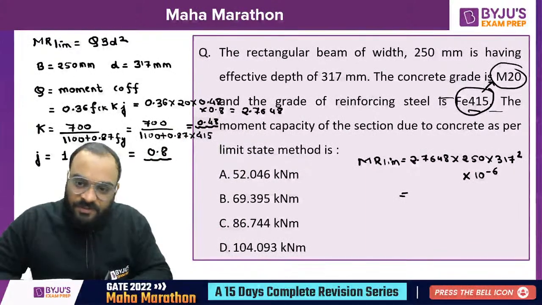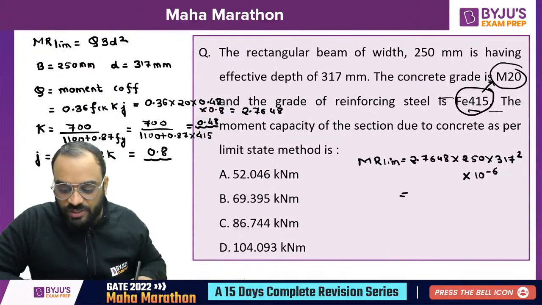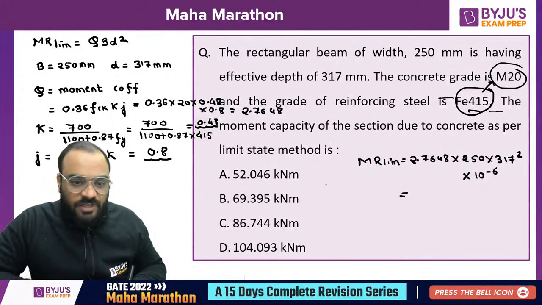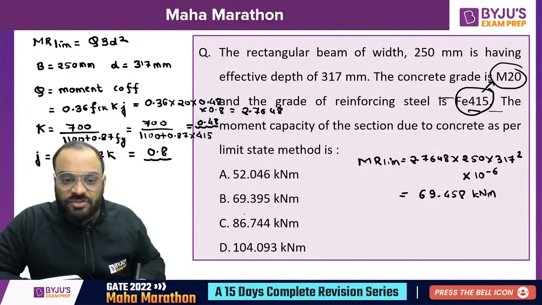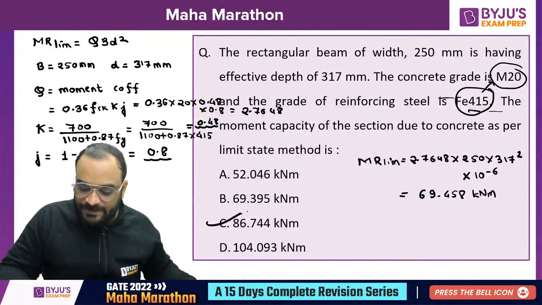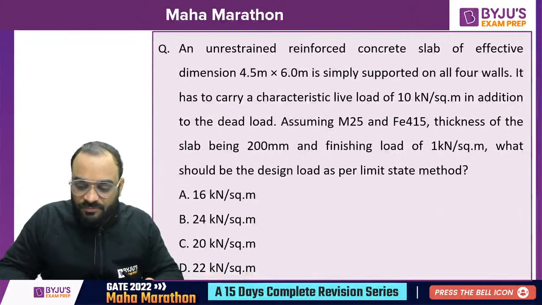So 2.7648 multiplied by 250 multiplied by 317 square multiplied by 10 raised to power minus 6. So how much are you getting, guys? 69 something, right? 69.458 kilonewton meter, correct? So that's why, guys, C is the correct answer. Clear? Next question.